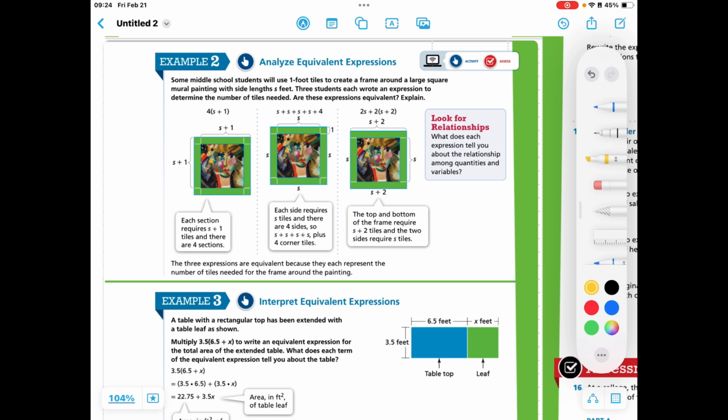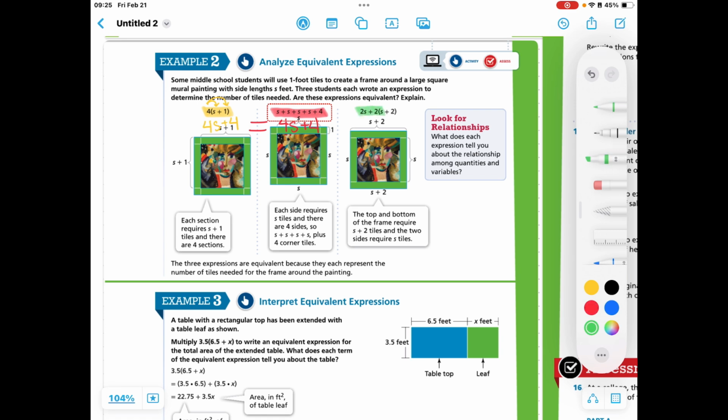So one thing to note is just to solve. So notice here, 4 times s plus 1. Well, if we were to use that distributive property, this would come out to be 4s plus 4. So that would be our first area. Looking at the next one is s plus s plus s plus s plus 4. s plus s plus s plus s is going to be 4s. And then plus 4 just comes down as well because of the fact that it is a constant. So far, those do equal.